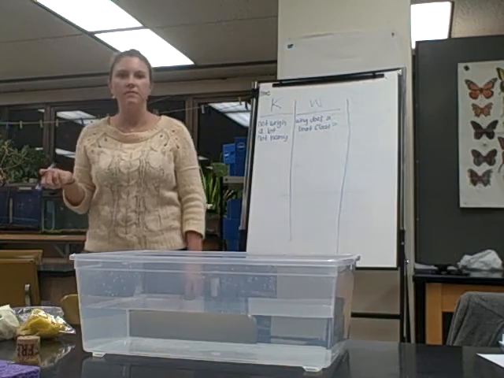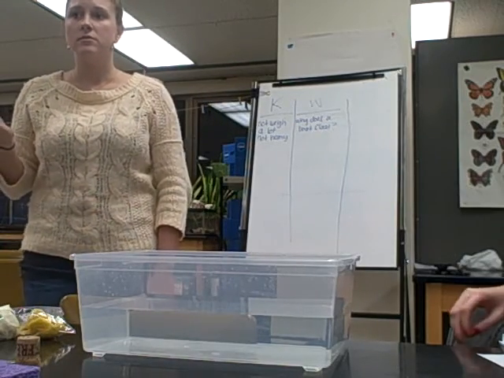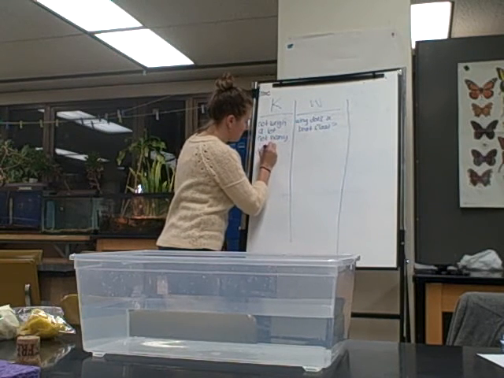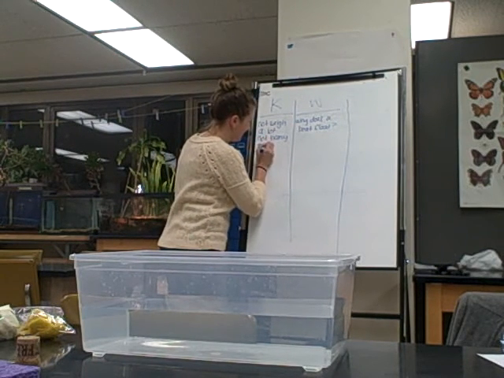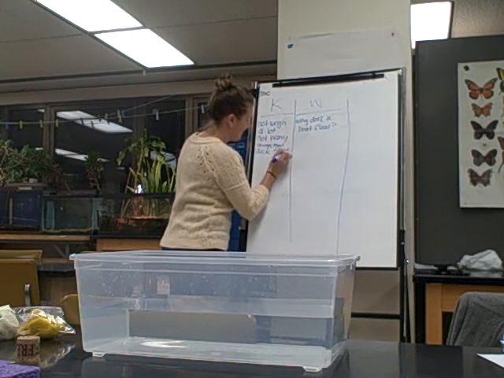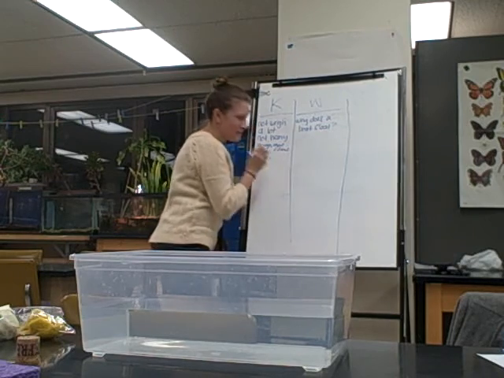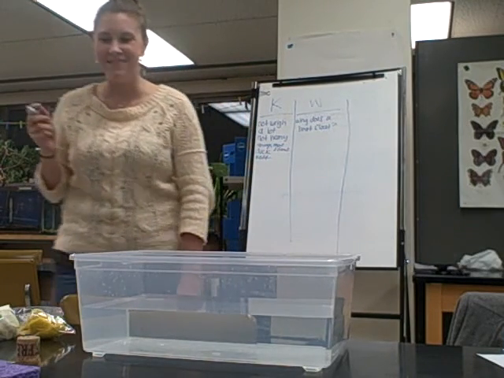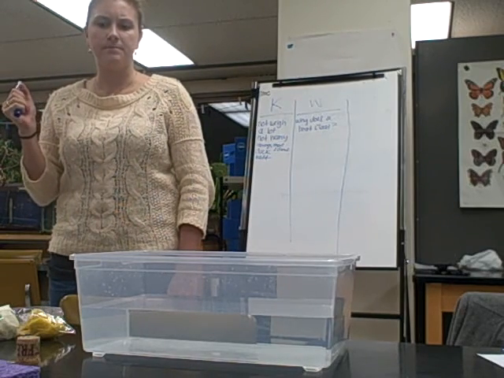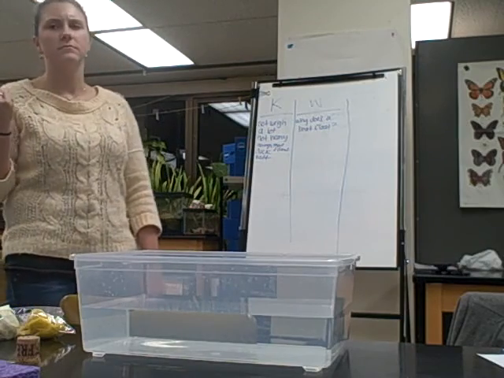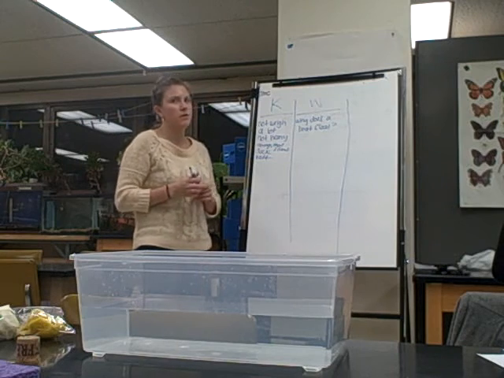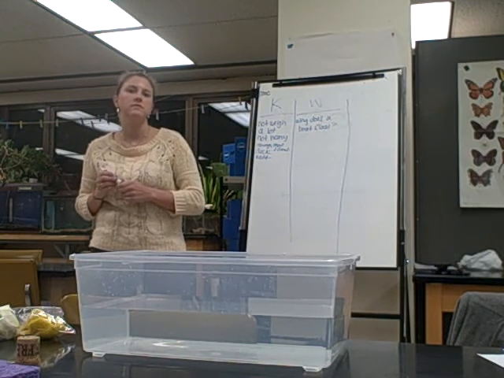Anybody else? What are some things that we know that float? Rafts. A duck. A raft. Okay. So, what are some things that sink? Rocks. So why do you think a raft floats but a rock sinks?